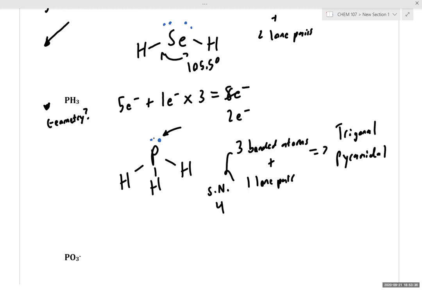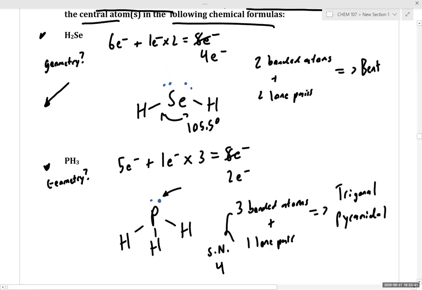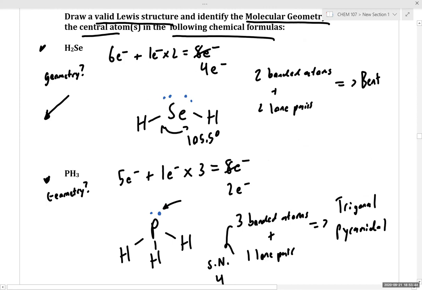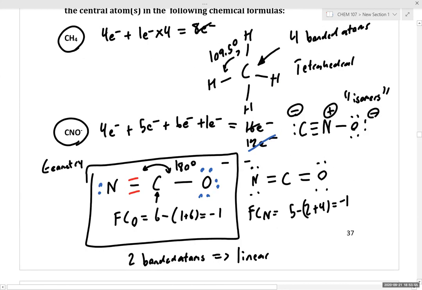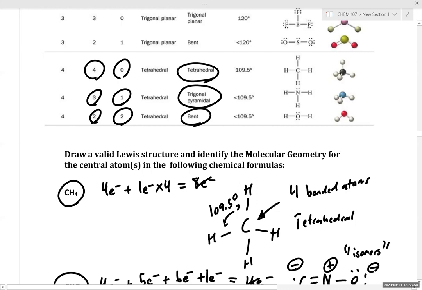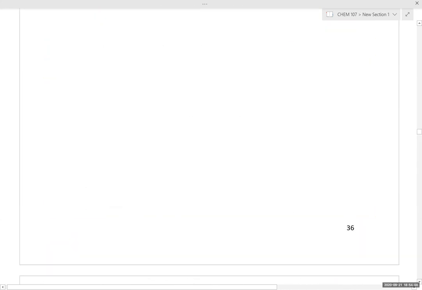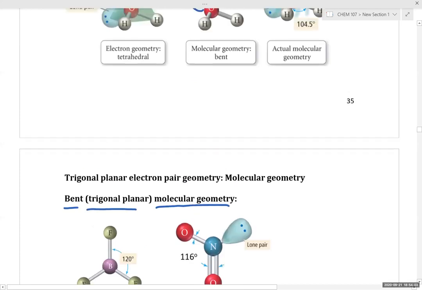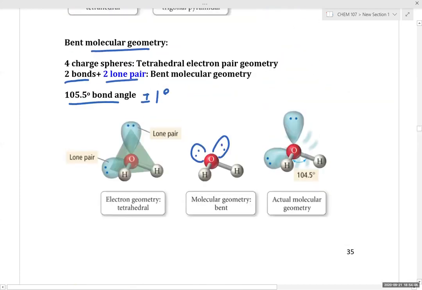And Professor, for that example, it says bend. Why did you say that angle is 105? On the chart, it says 109. It's less than 109. On the table, it has the less than symbol. What that means is that the bond angle is less than 109.5. And if we go back all the way to our discussion of the bent geometry, I mentioned that the bond angle for the bent geometry was 105.5. Did that address your question?